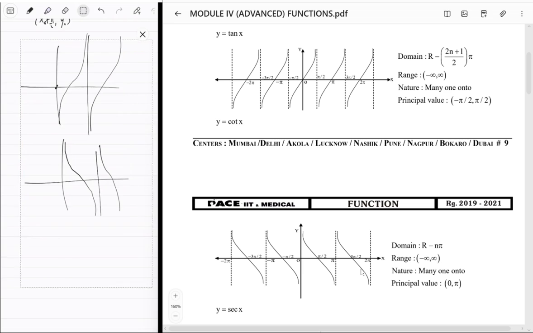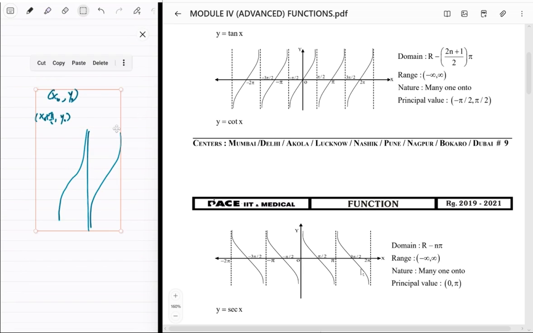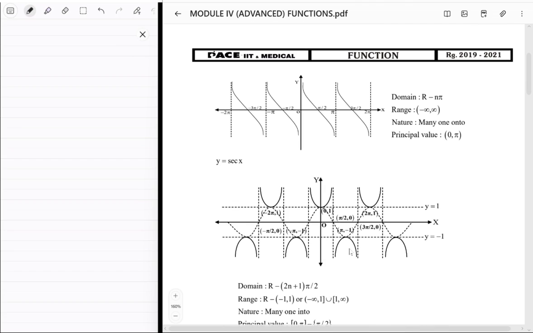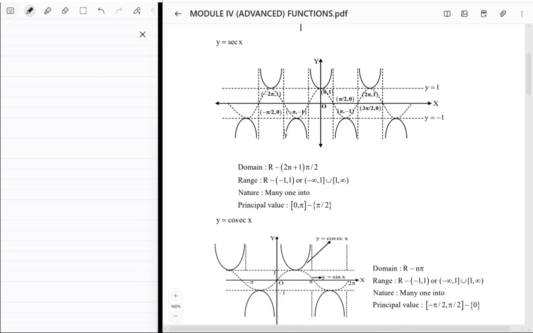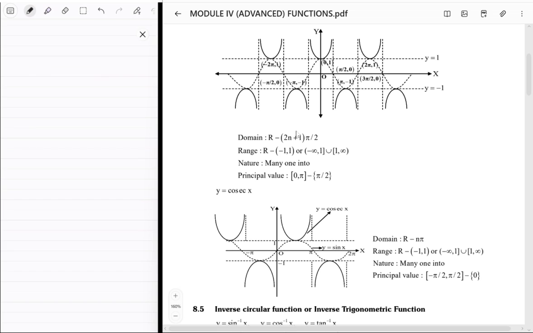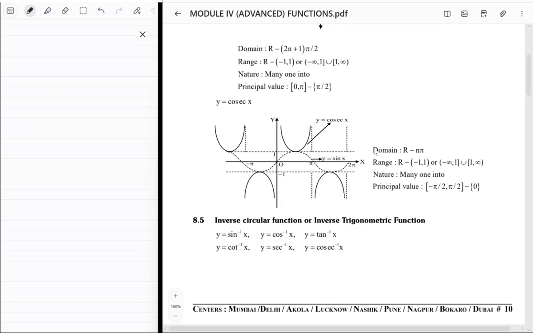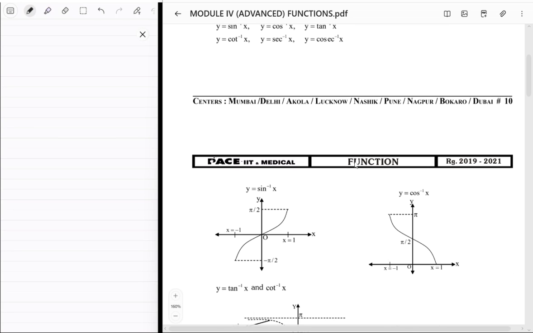Okay, next. What is this? Oh, secant x. We don't have to do this. Most of the time, I don't think we'll actually be using this graph. Right, inverse circular functions. Okay, fine.